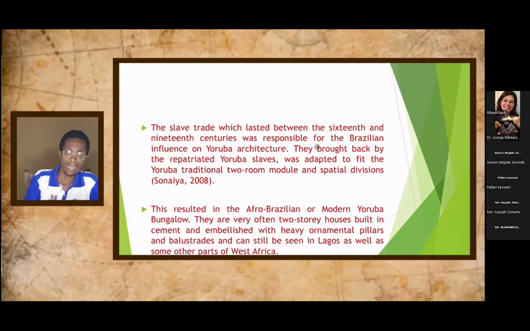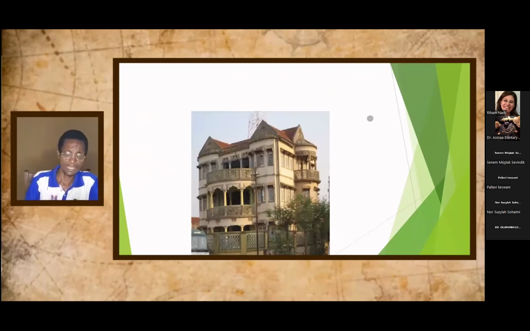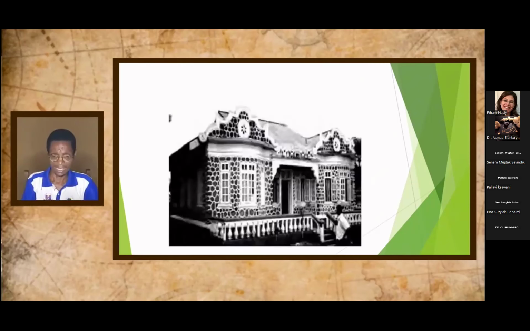freed slaves from Brazil infiltrated sub-Saharan Africa, and brought along with them the Afro-Brazilian bungalows, which are very heavily ornamented with pilasters and balustrades. And so they began to modulate and mediate the concept of the compound house, and invented their own template. As can be seen, this is a Brazilian architecture, and this is another prototype of the Brazilian architecture.